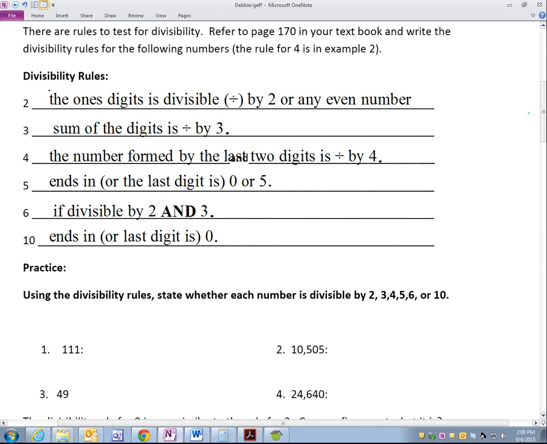So as you're finishing up, for those that are done, I'm just going to read them out loud. Divisibility rules. For 2, the ones digit must be divisible by 2, and also it's just an even number. Any even number is divisible by 2. For 3, the sum of the digits is divisible by 3. I could do an example actually.